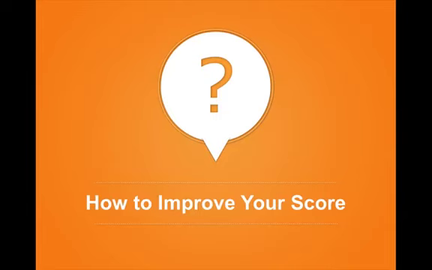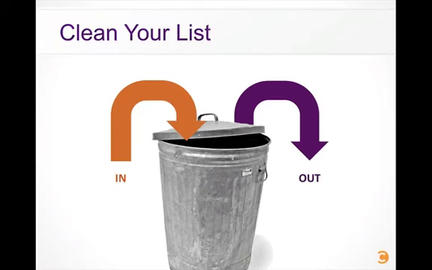So if you don't have a fantastic sender score, if it's in the low 90s or 80s or even in the 70s and things like that, here's a couple things that you might want to consider doing to improve your score. Number one is just clean the list. It's probably just an indication that your list isn't in great shape.